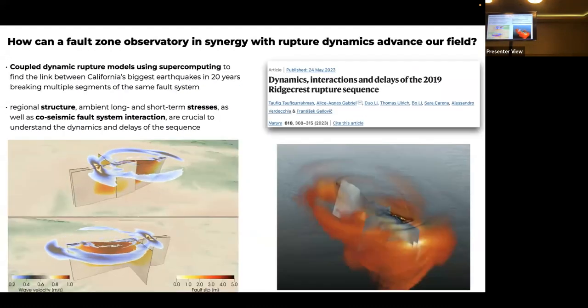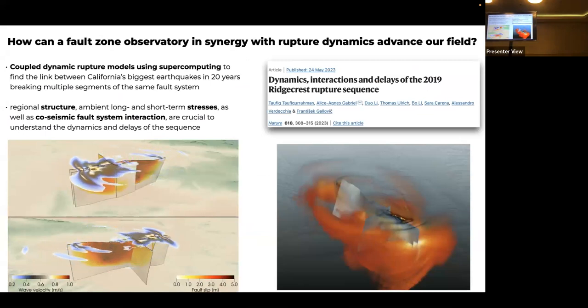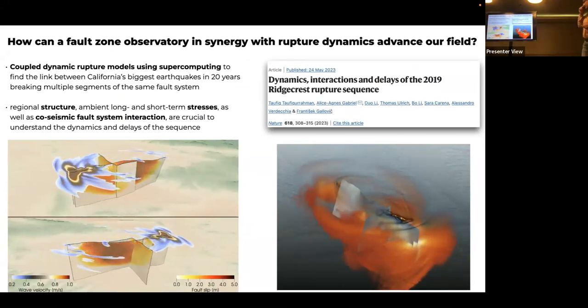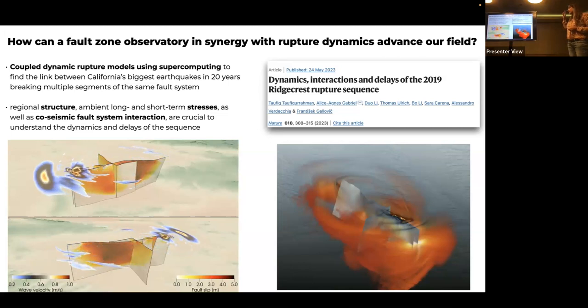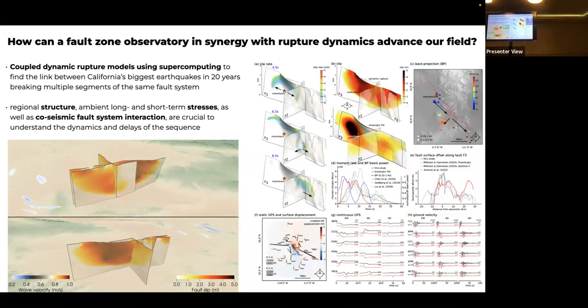Okay, so how can a fault zone observatory in synergy with rupture dynamics advance our field? Here's a recent example where we studied, in coupled dynamic rupture models, the link between California's Ridgecrest earthquakes. We've been including regional structure, ambient long- and short-term stresses, and post-seismic fault system interaction to understand the dynamics and delays of the sequence.